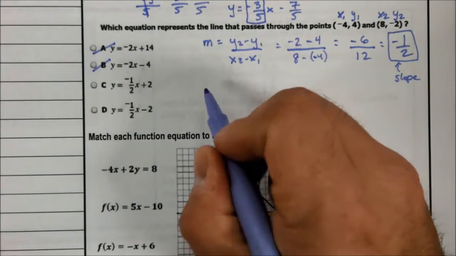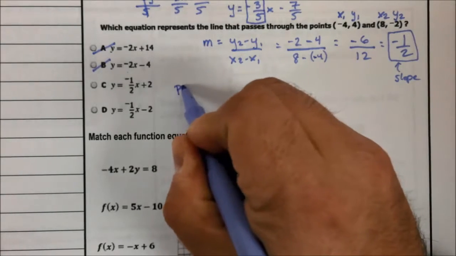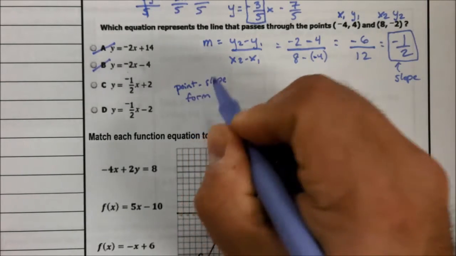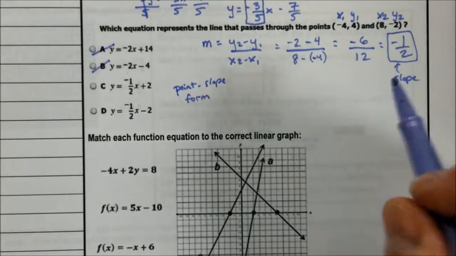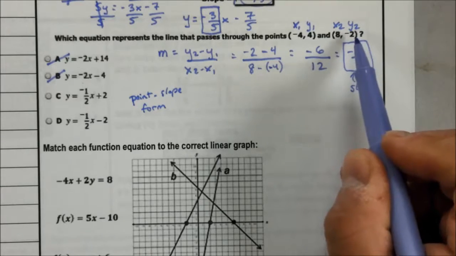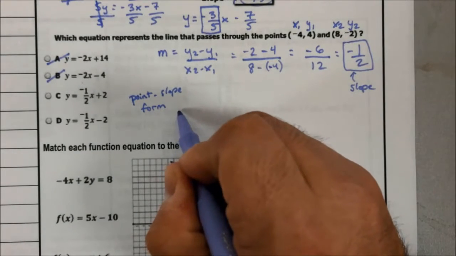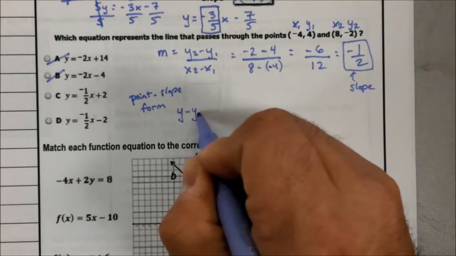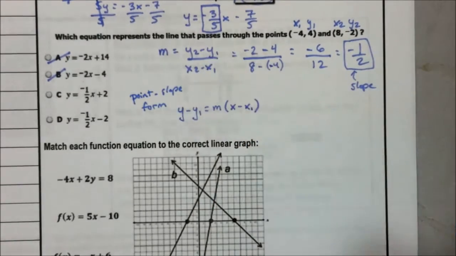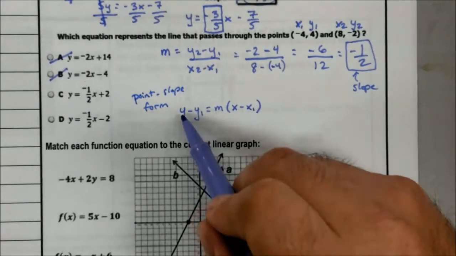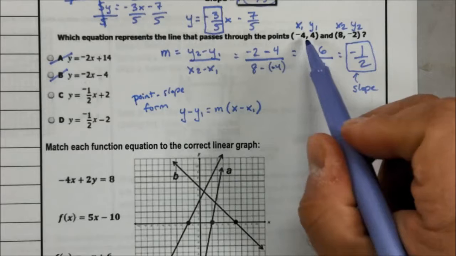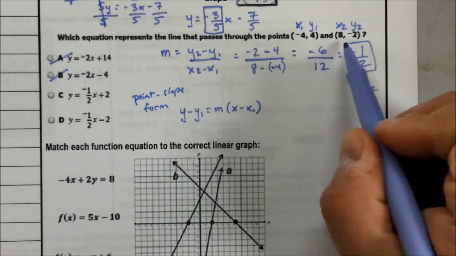So what I'm going to do is use the point-slope form, and I'm going to plug in my information and see what I get. You just have to choose one of these points, and we do have the slope right here. So I'm going to write it out first. The point-slope form is y minus y1 equals m times (x minus x1). The y and the x will just stay y and x, but the y1 and the x1 will be replaced by either this point or the other point.